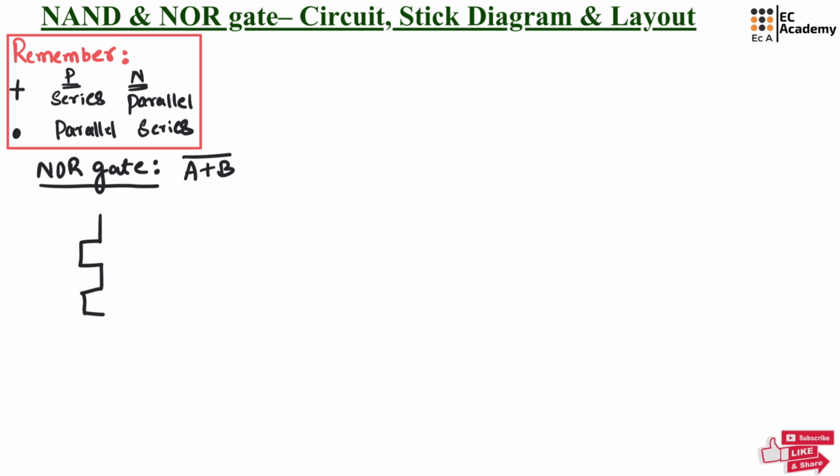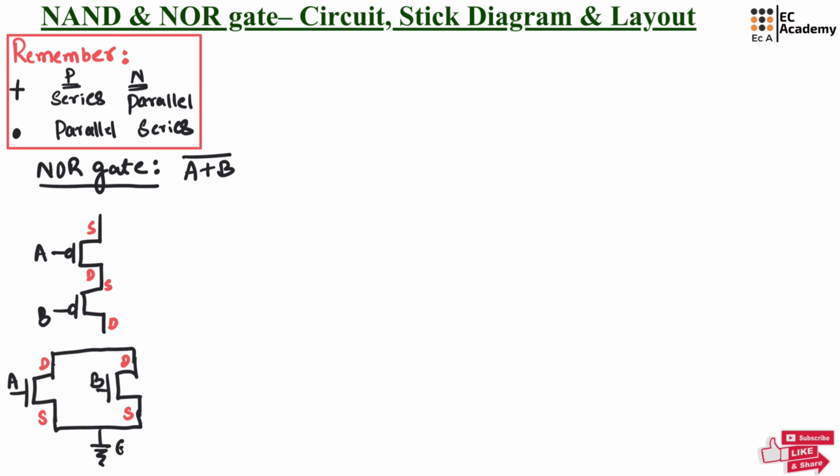Let us take PMOS in series with input A and B, and let us take NMOS in parallel with input A and B. Now source of NMOS is connected to ground, which is VSS. Both the drain terminal of NMOS along with the drain terminal of PMOS of B are connected to output, and source terminal of PMOS of input A is connected to VDD. Now this is the circuit for NOR gate, which is represented using CMOS, which includes both PMOS and NMOS.